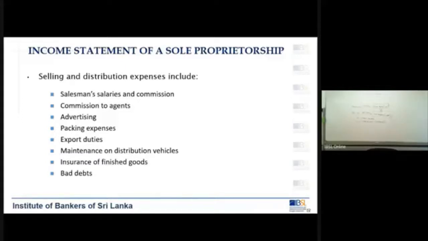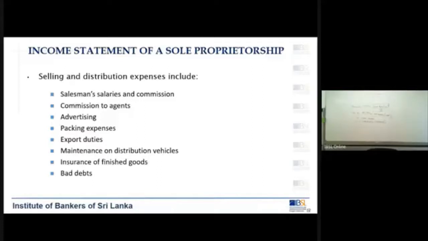So in order to maintain these vehicles, the expenses that you may incur are also your selling and distribution expenses. Then also you will have insurance. Insurance is one of the important parts of this business concern.